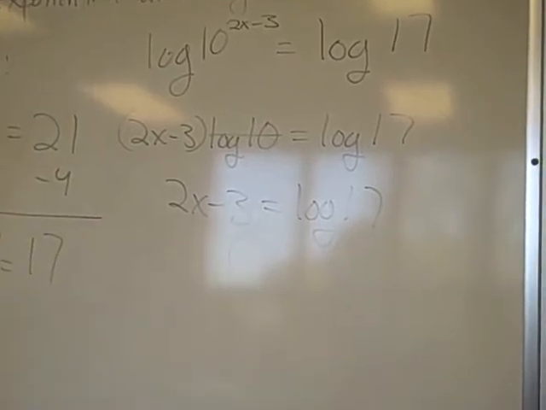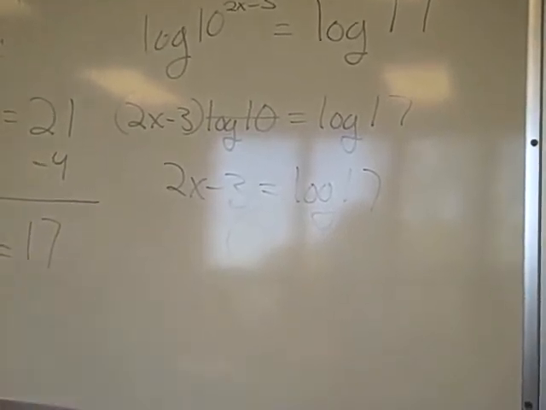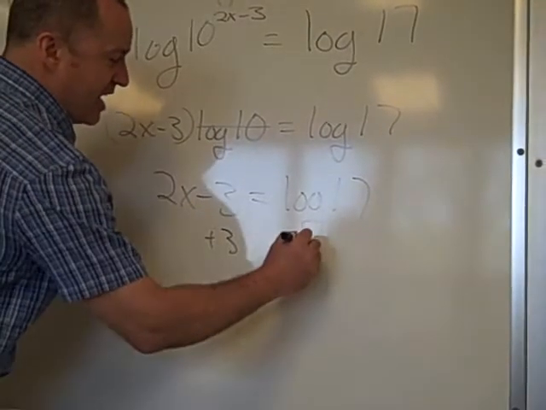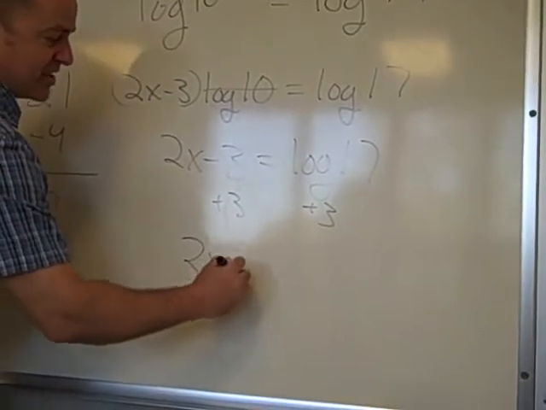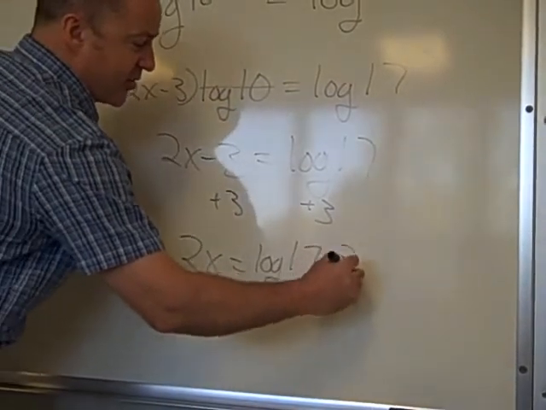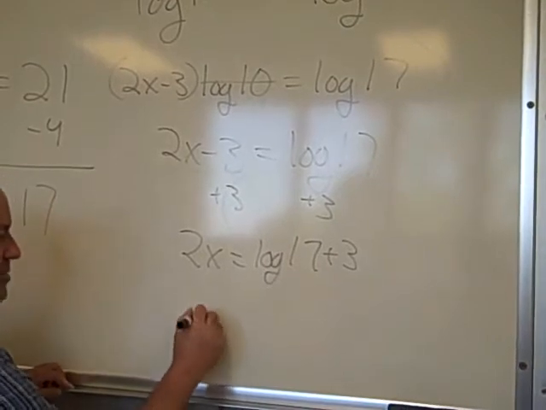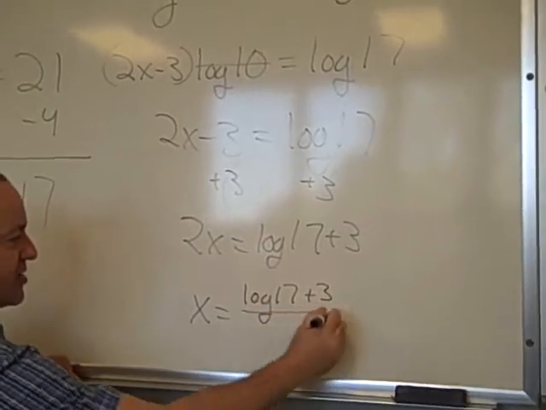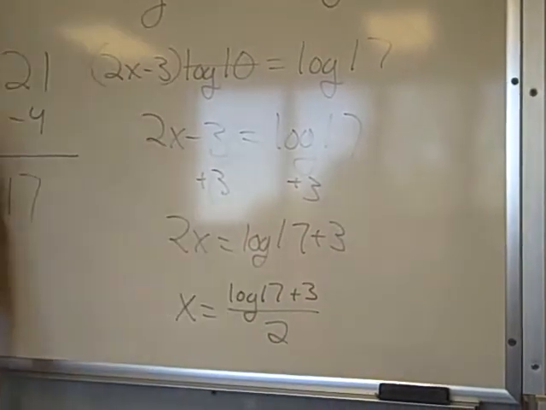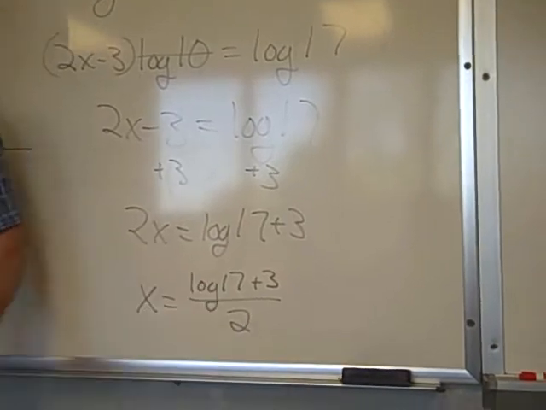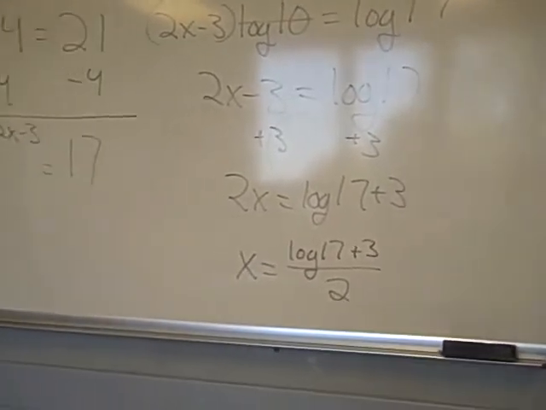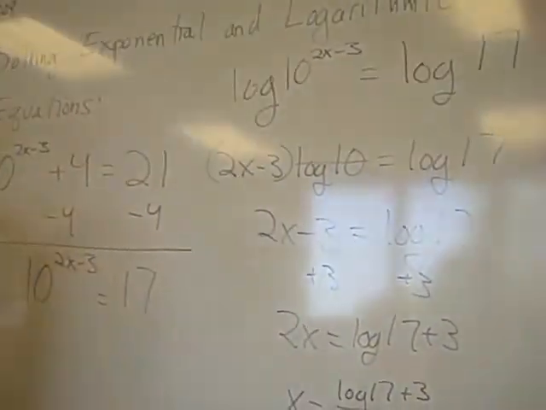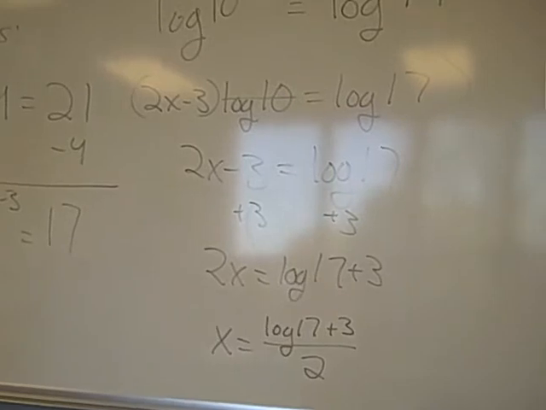If I could still give one of these without a calculator, here's what I'd expect your answer to look like. I'd expect you to add 3 to both sides. 2x equals log base 10 of 17 plus 3. And then we divide both sides by 2. Log base 10 of 17 plus 3 over 2. If you don't have a calculator, you stop there. But please understand that this is a number, not a variable. If you do have a calculator, you hit the log base 10 button on your calculator, find out what it is, and finish it from there.